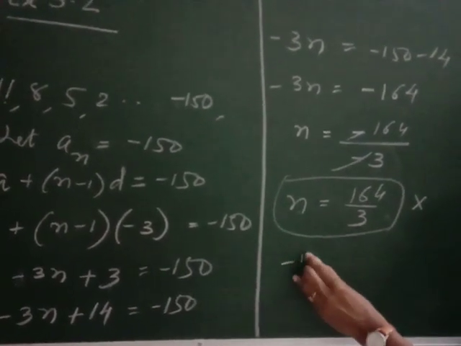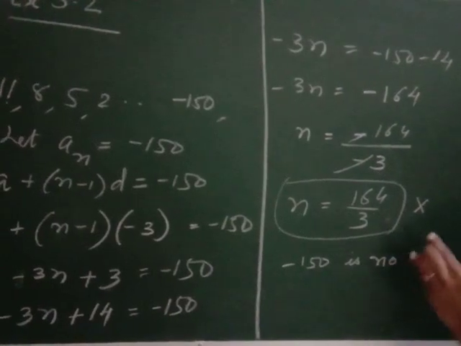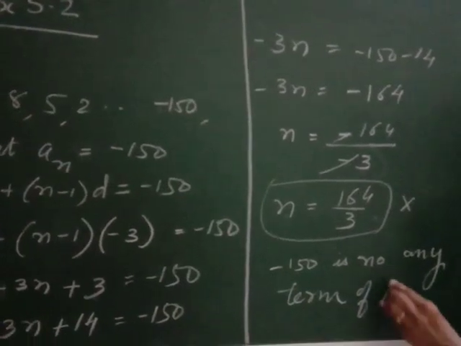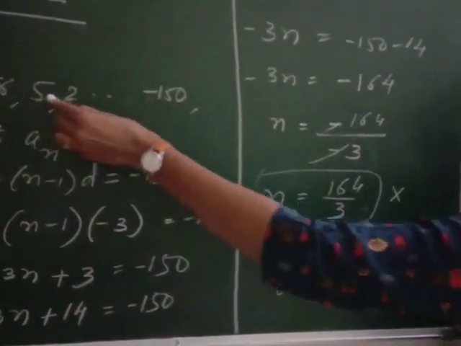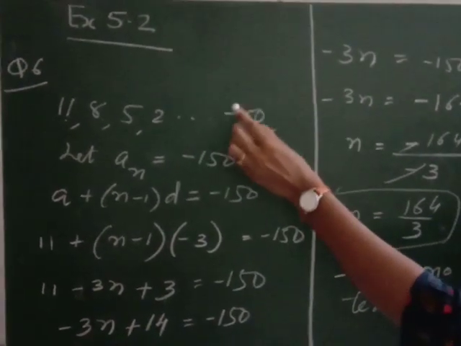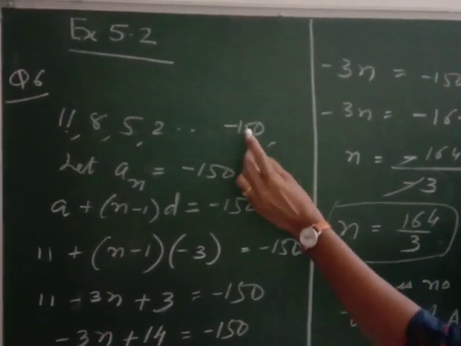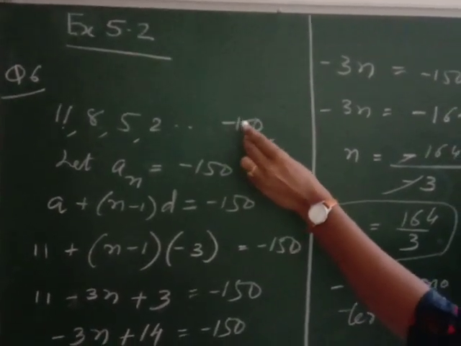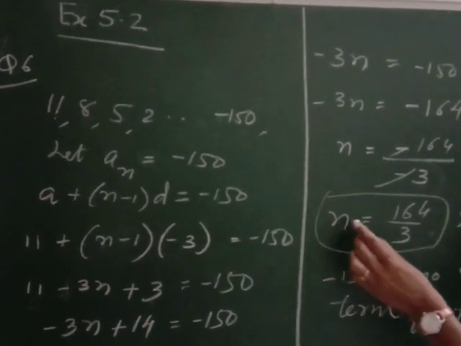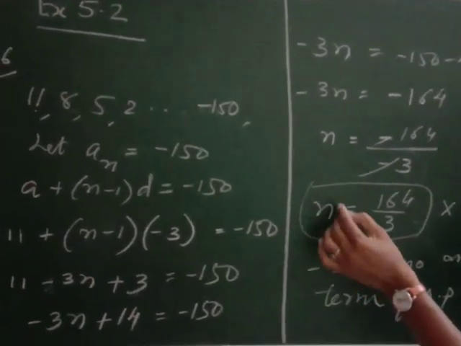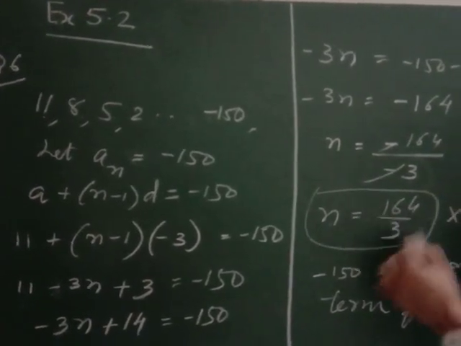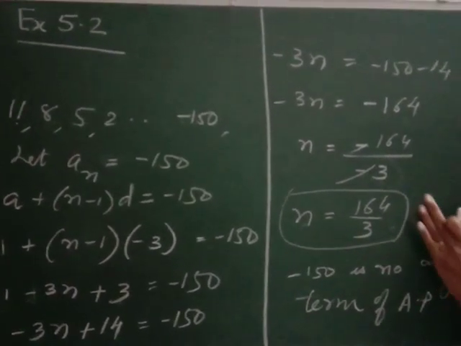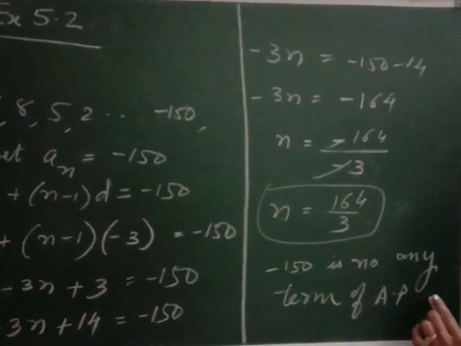So minus 150 is not any term of the AP. If you keep writing this AP, you will not get minus 150 as one of its terms. It may be minus 151 or something else, but not minus 150. Because I am not getting a proper n here. Suppose here I am getting n equal to 20, n equal to 25, something like that. Then we say yes, but I am getting n in a fraction form. So it is not any term of the given AP.